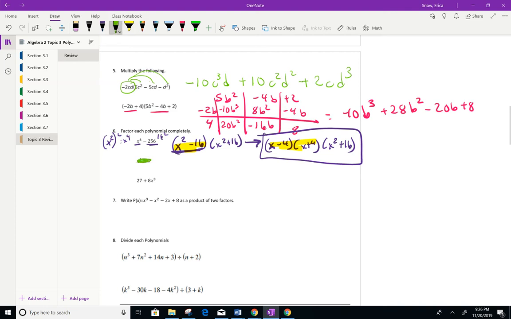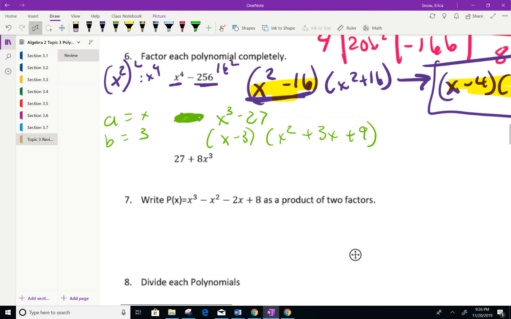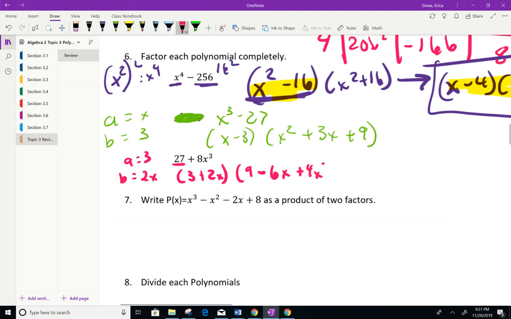This problem we need to change to x cubed minus 27. So that means our a is x and our b is 3. So we have x minus 3, x squared plus 3x plus 9. And then our last one here, we're going to have a is 3, b is 2x. So we have 3 plus 2x, 3 squared is 9 minus 6x plus 4x squared.